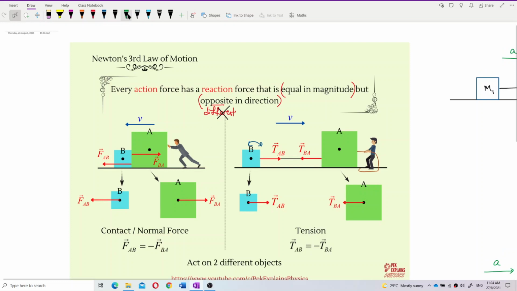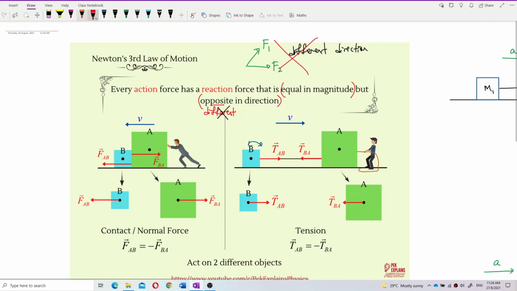Different direction can mean, like you see this force 1 and force 2. They are different direction, yet they are not exactly opposite. But for Newton's third law, the action-reaction force must be exactly opposite. So different direction is wrong.